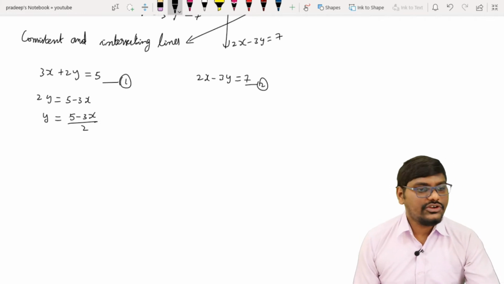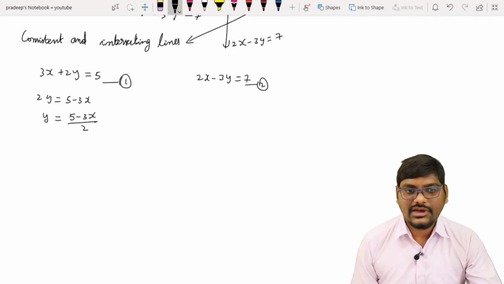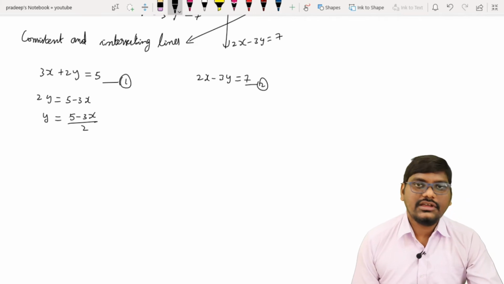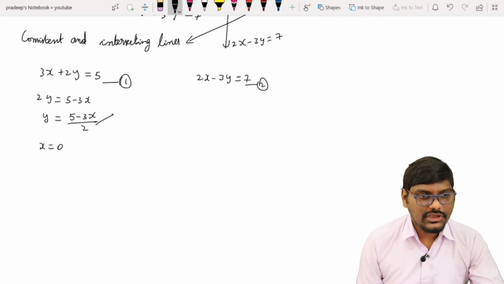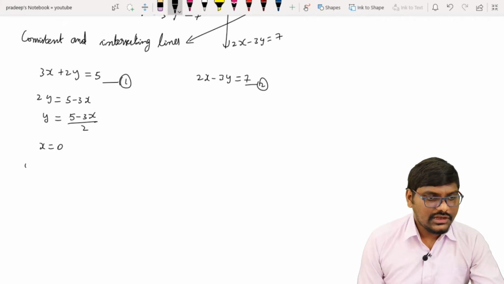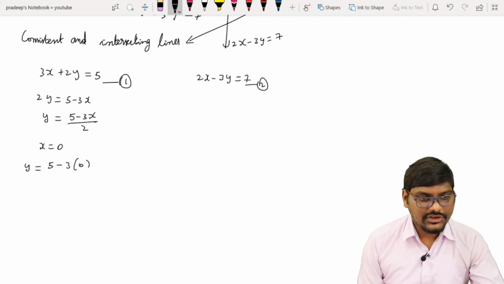So the same method we are going to use even for the next commencing chapter, that is, even in the quadratic equation. So listen carefully. I'll be taking x equal to 0. In the above equation I'll take x equal to 0, so I'll be getting y equal to 5 minus 3. In the place of x I'll substitute 0.